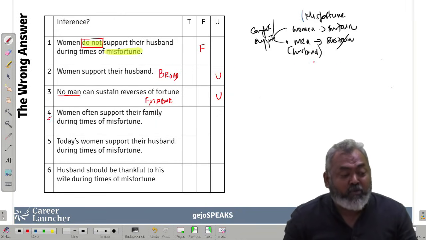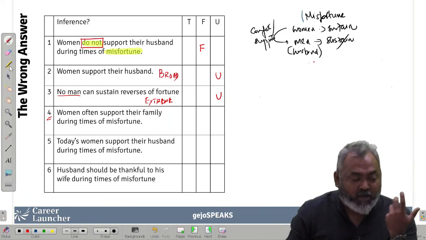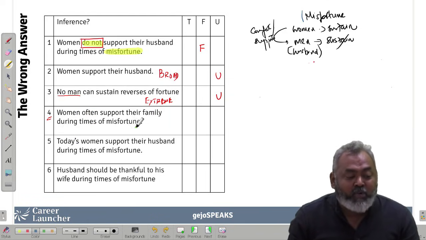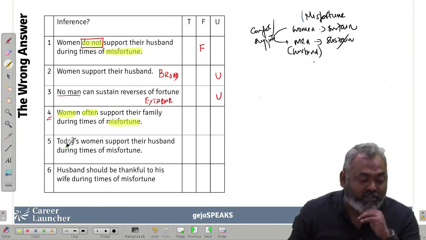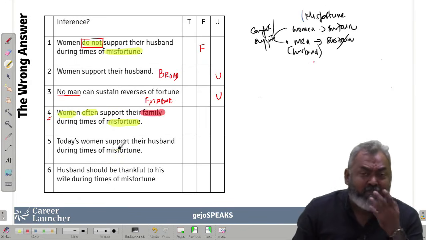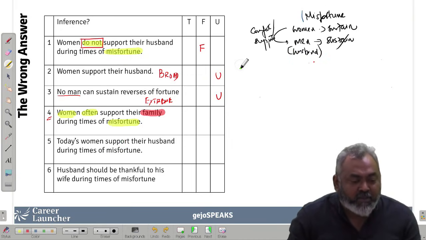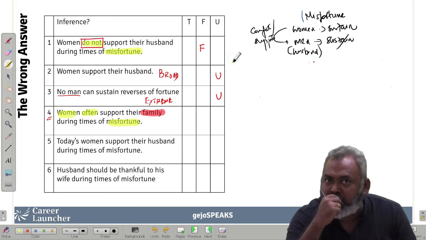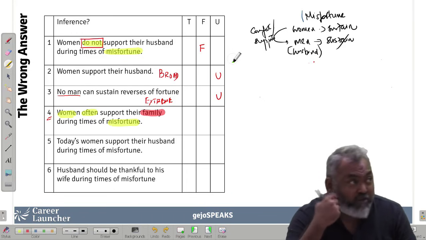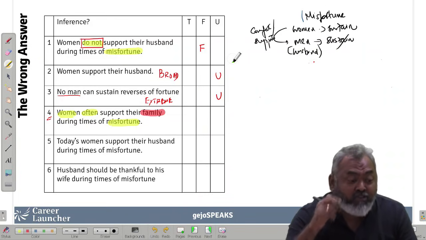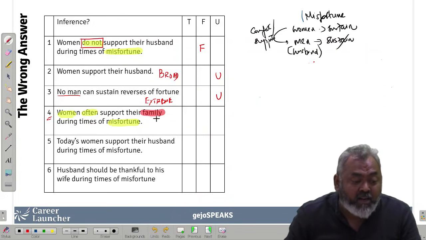Let's look at statement number 4. Women often, oh, that's a good word. Now that's a good word. Women often support their family during times of misfortune. So we have the context. Women often, so all that context is there. The problem is this word family. What we know here is women supporting their husband. Now family is different from husband. Husband is a part of a family, but family may have other members. We have no clue about what happened to other members. So ladies and gentlemen, this is alien to the whole discussion, not mentioned.